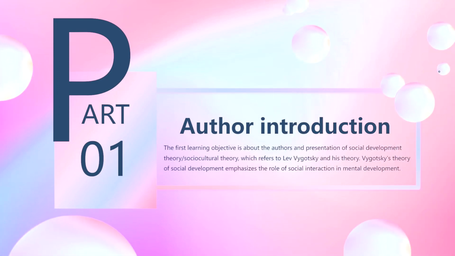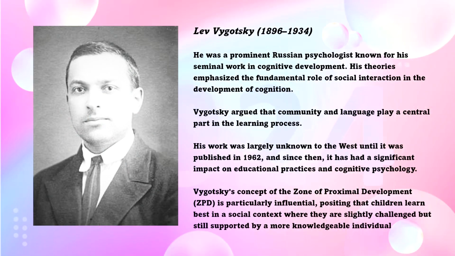The first learning objective is Lev Vygotsky and his theory. Vygotsky's theory of social development emphasizes the role of social interaction in mental development. He was a prominent Russian psychologist known for his seminal work in cognitive development. His theories emphasize the fundamental role of social interaction in the development of cognition. Vygotsky argued that community and language play a central part in the learning process.